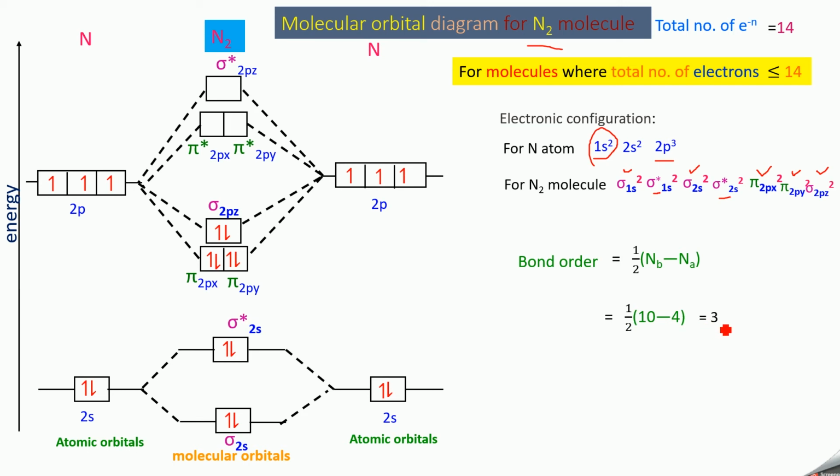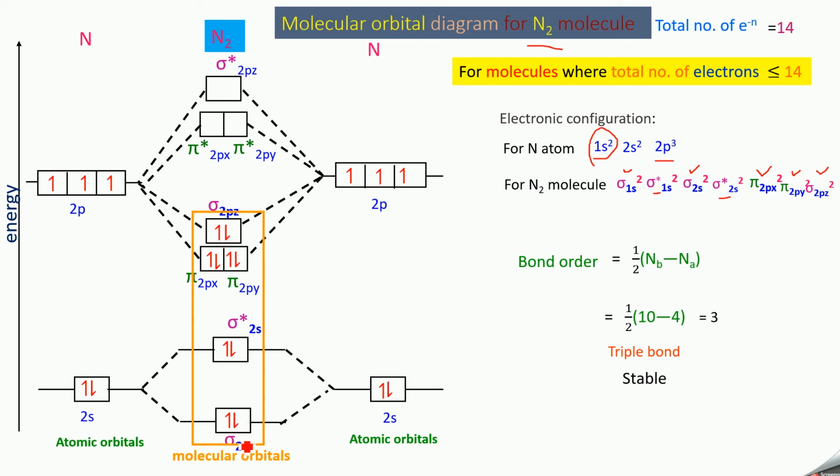Since we are getting bond order as 3, we have a triple bond between nitrogen and nitrogen. And since the bond order is greater than 0, the molecule is stable. And when you look into these molecular orbitals, these electrons are paired up.